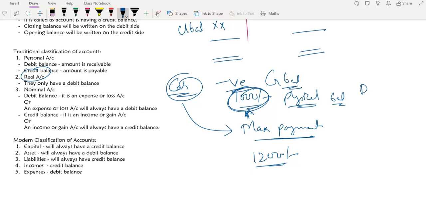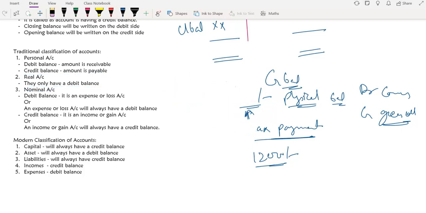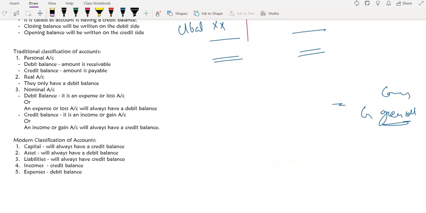What is the rule? Debit what comes in and credit what goes out. So it can go out till the maximum amount that I have. If I have 1000, it can go out only till maximum 1000. So therefore, real account can never have a credit balance. Please remember this. These questions can be asked in your Viva exams also. Okay. So let's come to the third one, nominal account.